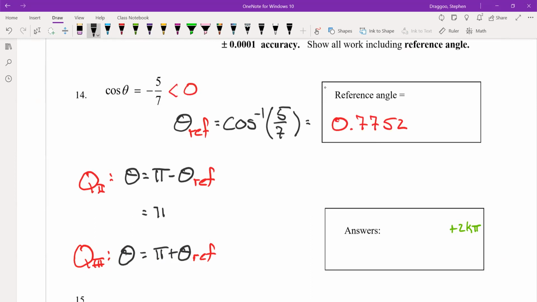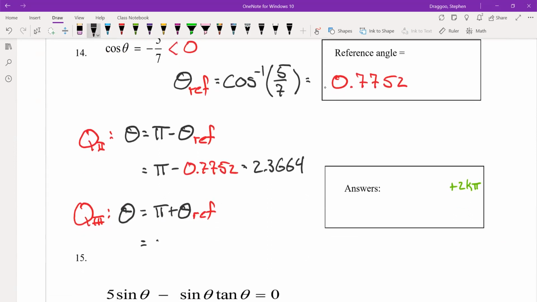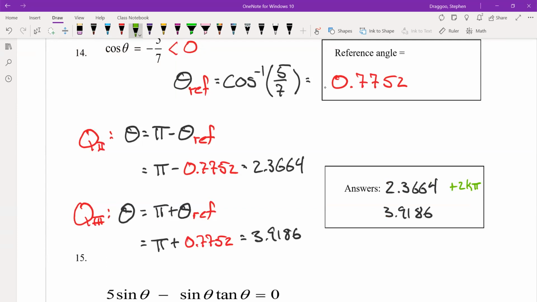Then take to a calculator again to do pi minus 0.7752, and you should hopefully get 2.3664. And then sticking with our calculator, pi plus 0.7752, and I got 3.9186. So those are my two answers that are between 0 and 2 pi. So I will go put those in my answer box, and then also add 2k pi to each, to get every angle that's coterminal to either one of those, since they also solve the problem.